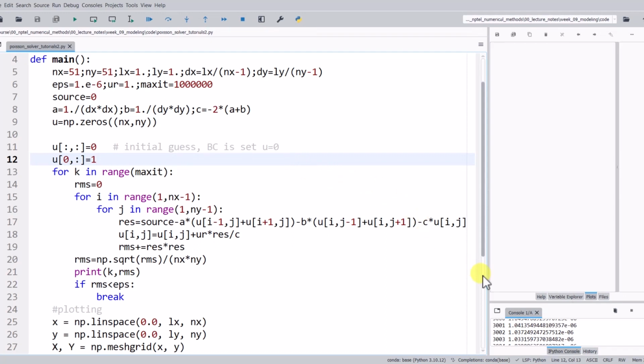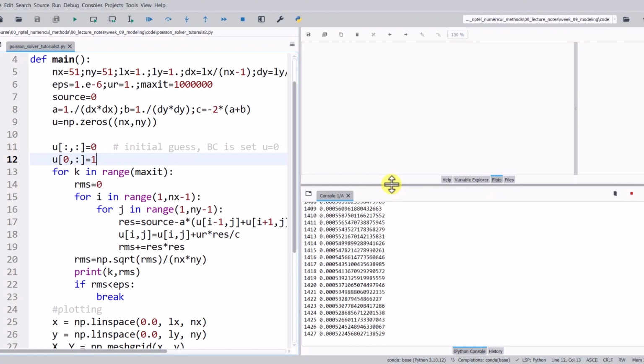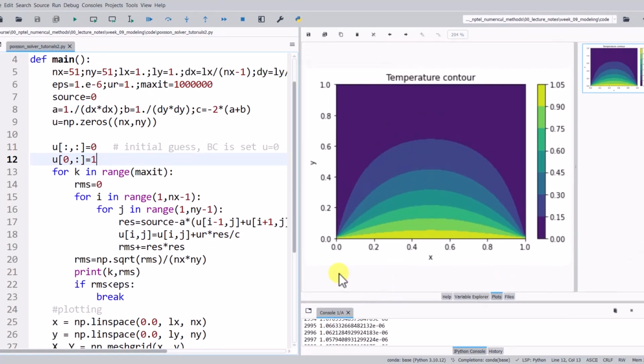If I now run this case, my case is running here. You can see the converged solution. At y equal to 0, this is 1, and then as I go up, it becomes 0. So it looks quite all right.